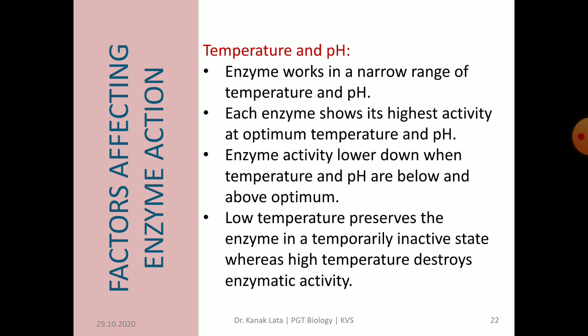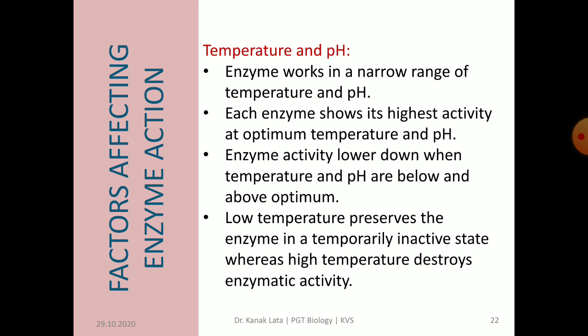Enzymes always work in a narrow range of temperature and pH. Enzymes are more efficient at optimum temperature and pH. Optimum temperature and pH means it should not be too low or too high. Enzyme activity lowers when the temperature and pH are below and above the optimum. Low temperature preserves the enzyme in a temporarily inactive state, but high temperature destroys the enzyme action. Why? Because an enzyme is a protein and high temperature denatures the protein.